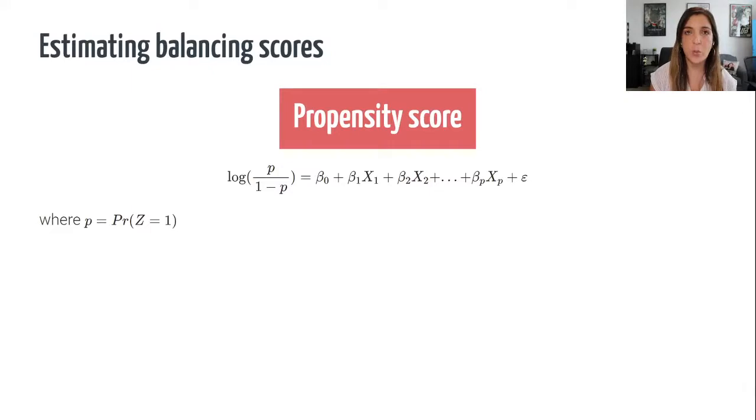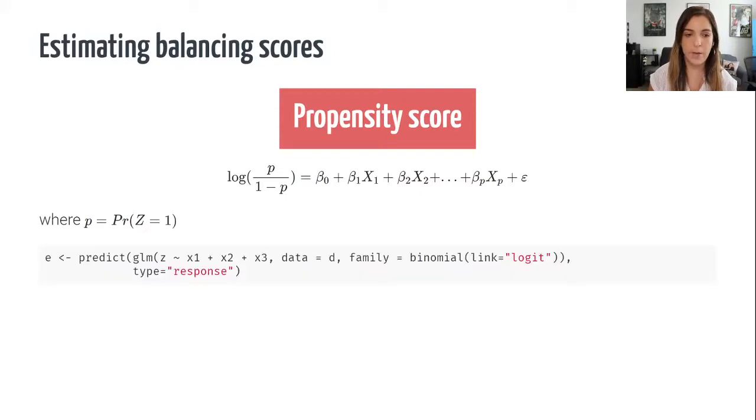This is very similar to what we already saw in our binary dependent variable class. Here we have the log odds of the probability of being in the treatment group as a function of the different covariates that we think affect that treatment assignment. Again, the only difference here is that P, instead of being the probability of success or y equals 1, is the probability of being in the treatment group, basically z equals 1.